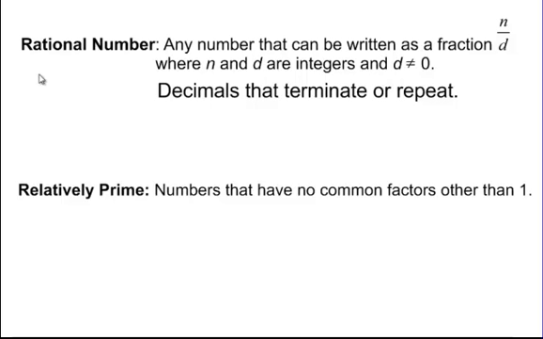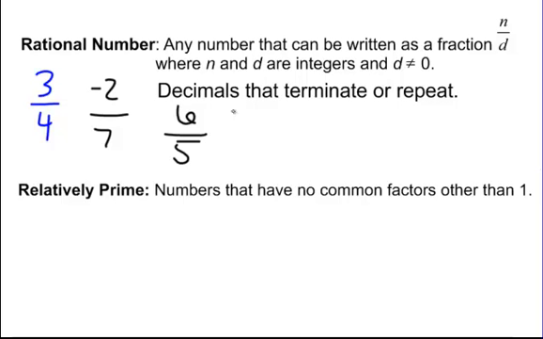What that means is like 3/4. That is a fraction where the top and bottom, the numerator and denominator, n and d, n for numerator, d for denominator, are integers. Remember, integers are positive and negative whole numbers. So we could have also put like -2/7 or 6/5. Those are rational numbers, any fraction basically.